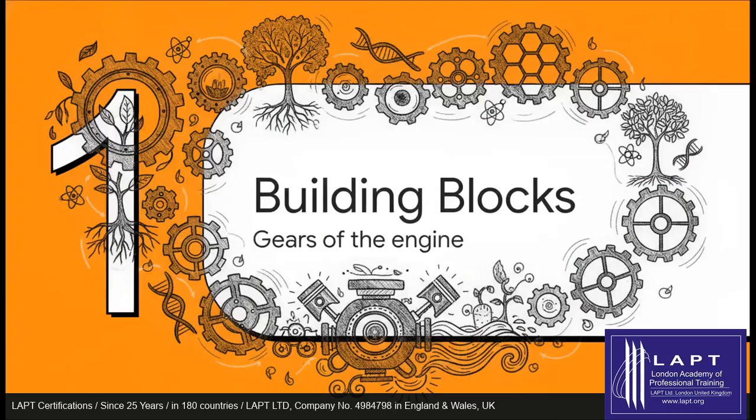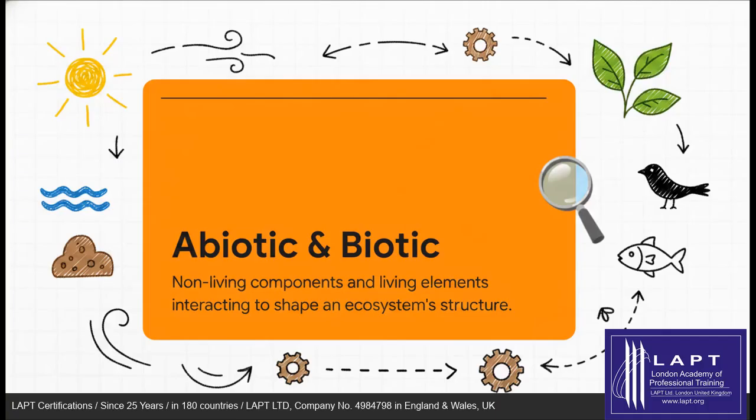All right, let's start right at the foundation with Section 1, the building blocks of life, or as I like to think of them, the gears of our natural engine. Every ecosystem is basically an intricate network made up of two fundamental categories. First up, we've got the abiotic components. These are the non-living parts of the environment. Think sunlight, water, temperature, minerals. Then we have the biotic elements, which are all the living organisms.